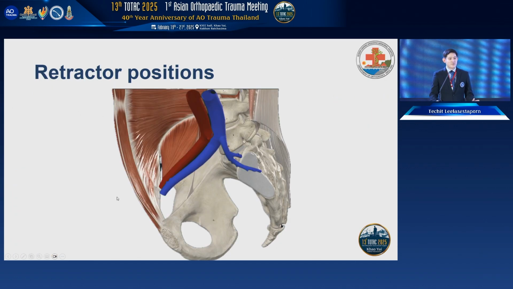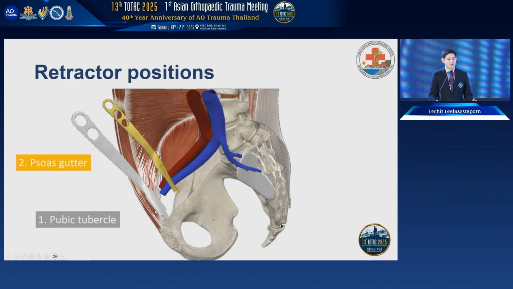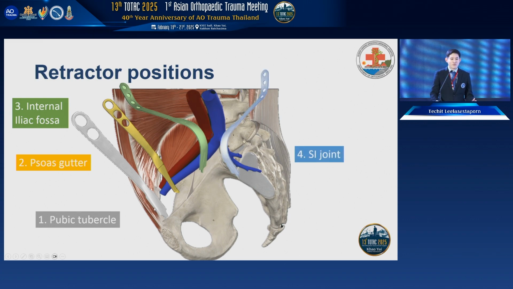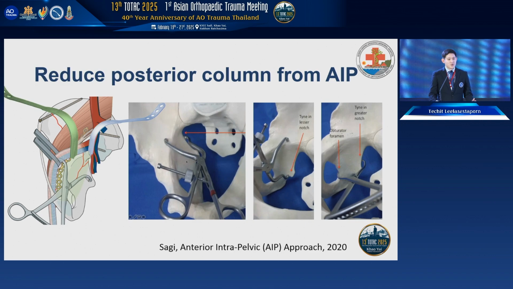So to summarize the retractor positions possible in this approach, first we have the pubic tubercle Hohmann, which retracts the rectus abdominis muscle. The second one is the psoas gutter that we can place the blunt Hohmann in. Another one is the internal iliac fossa after we retract the external iliac vessels. Fourth one is the SI joint, which can expose the greater sciatic notch further. And the last one is the lesser notch. So we have many clamping opportunities for the AIP approach.